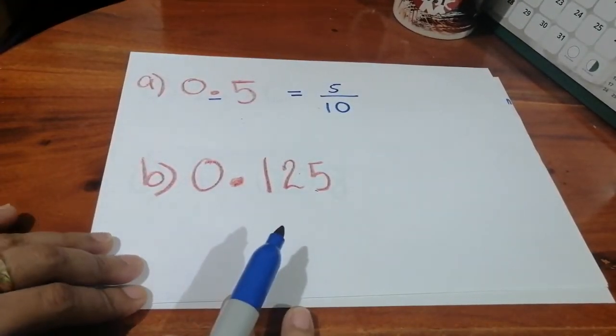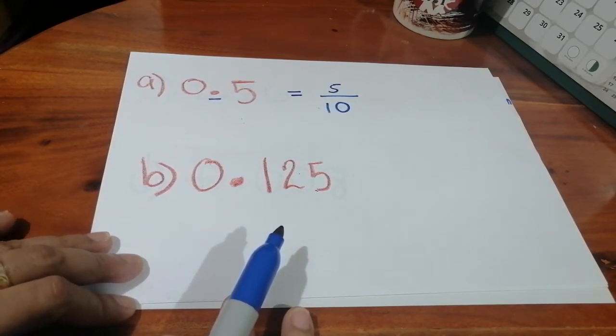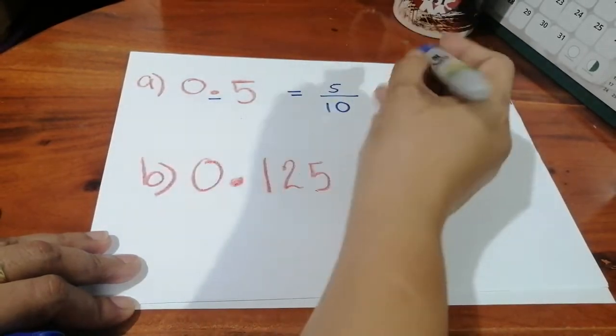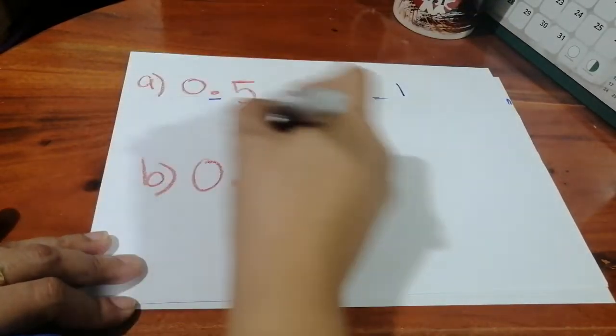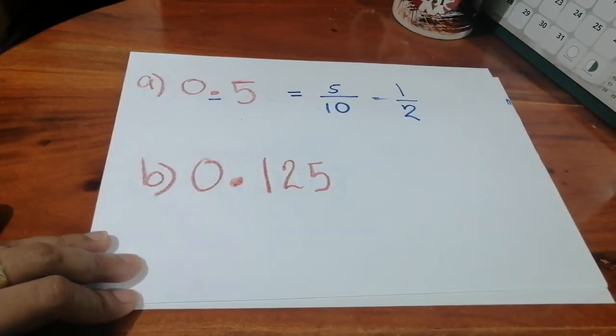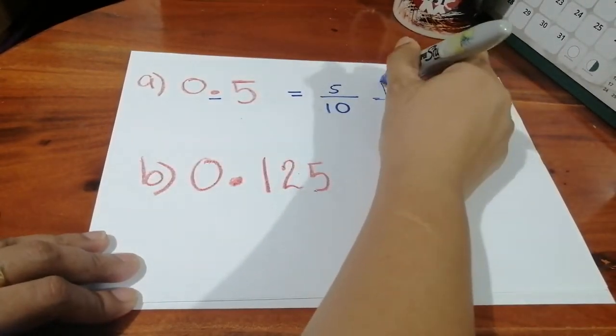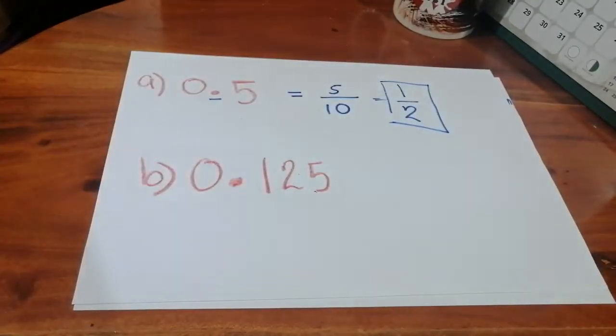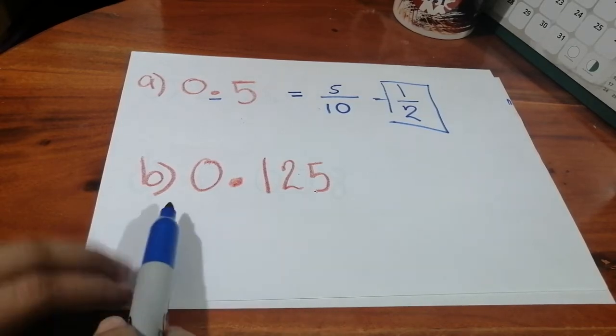But 5/10 can still be simplified by dividing both sides by 5. 5 divided by 5 is 1 and 10 divided by 5 is 2. So the final answer is 1/2. This is the simplified form, or the lowest term, of this fraction. It's 1/2.